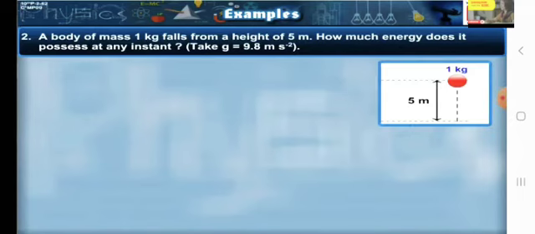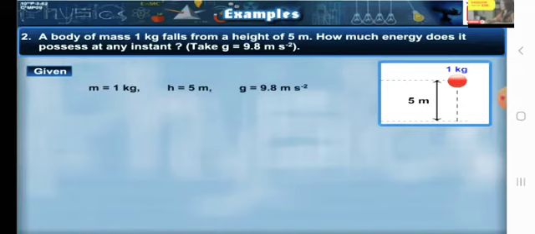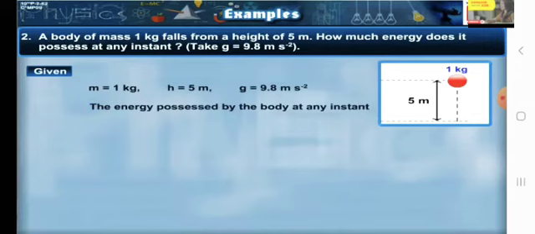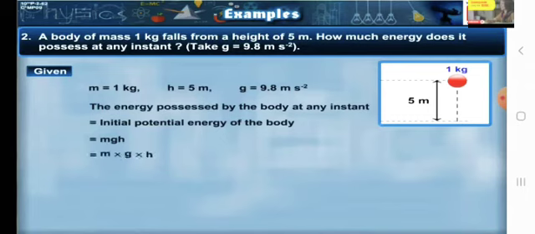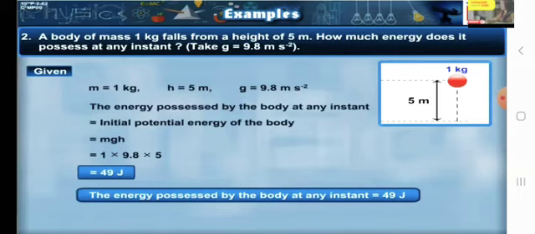Example 2. A body of mass 1 kg falls from a height of 5 meters. How much energy does it possess at any instant? Take g is equal to 9.8 meter per second square. Given m is equal to 1 kg, h is equal to 5 meters, g is equal to 9.8 meter per second square. The energy possessed by the body at any instant is equal to the initial potential energy of the body, which is mgh. Let's substitute the values. It is equal to 1 into 9.8 into 5, which is equal to 49 joules.